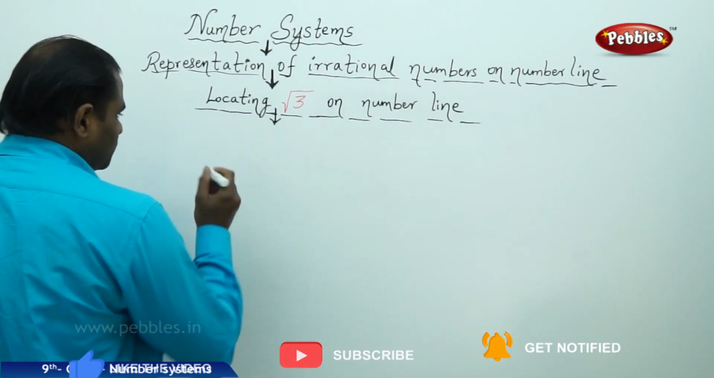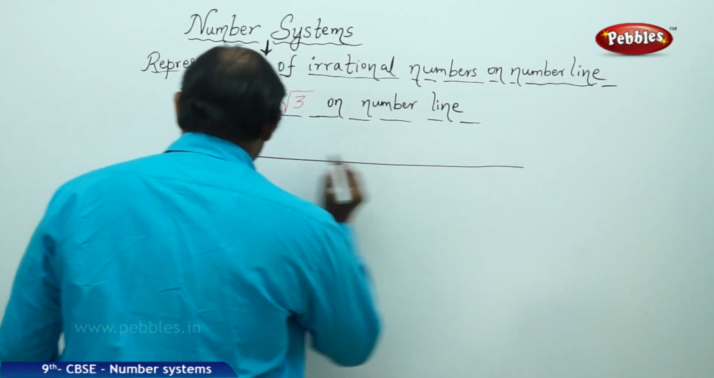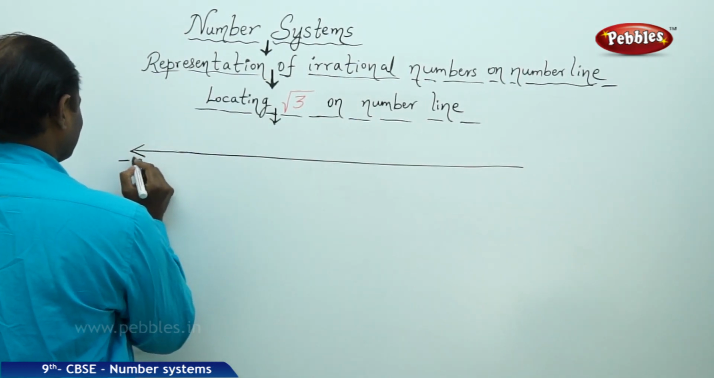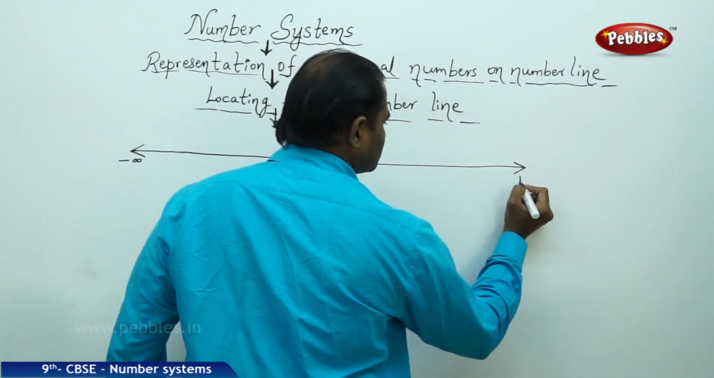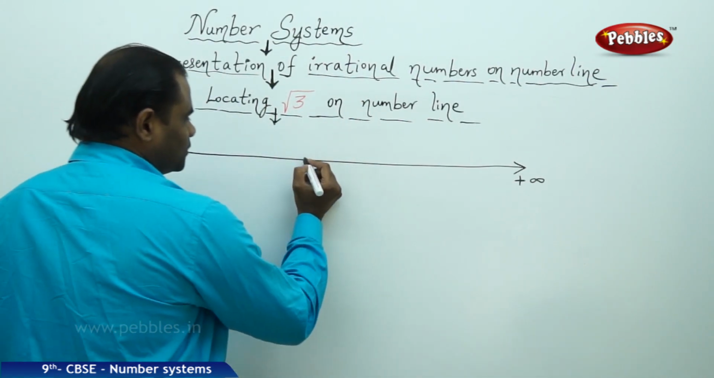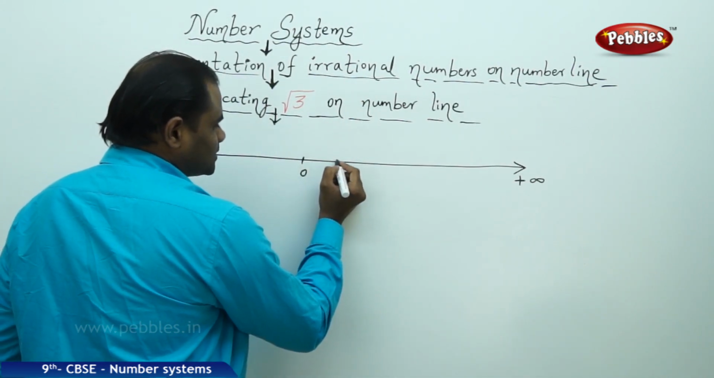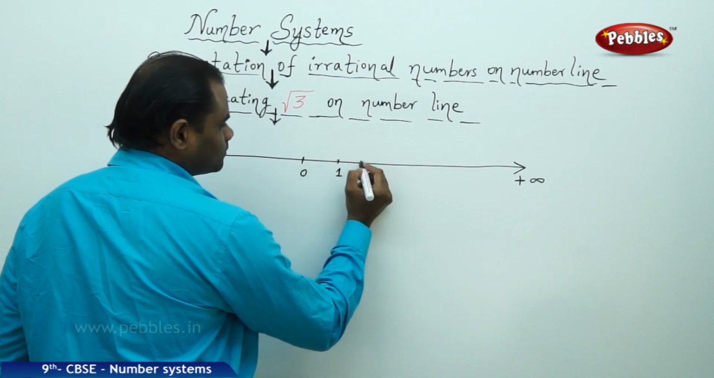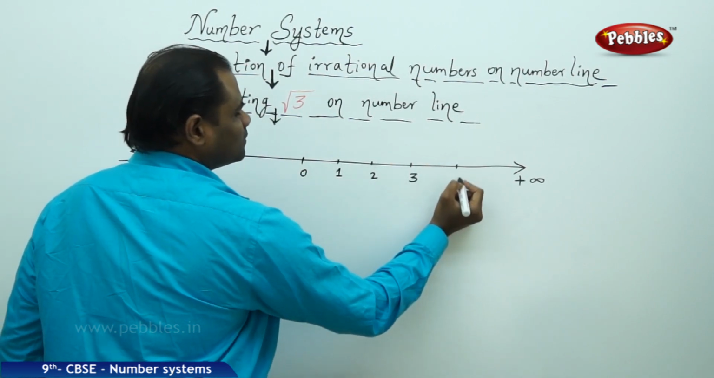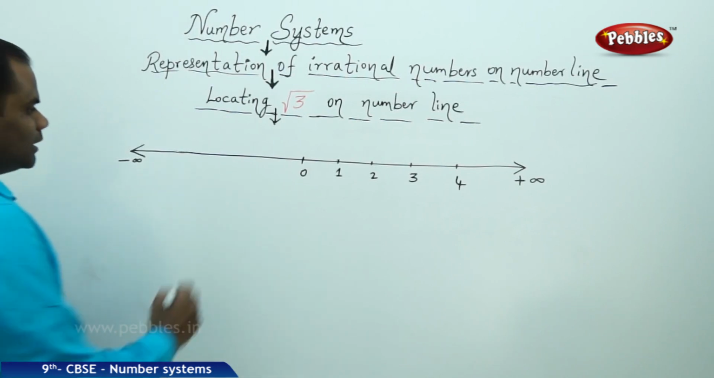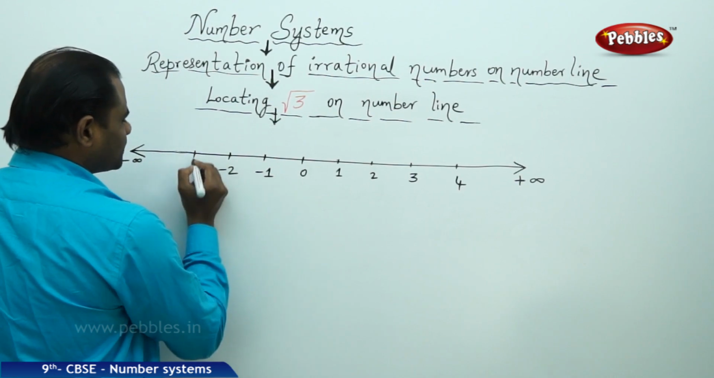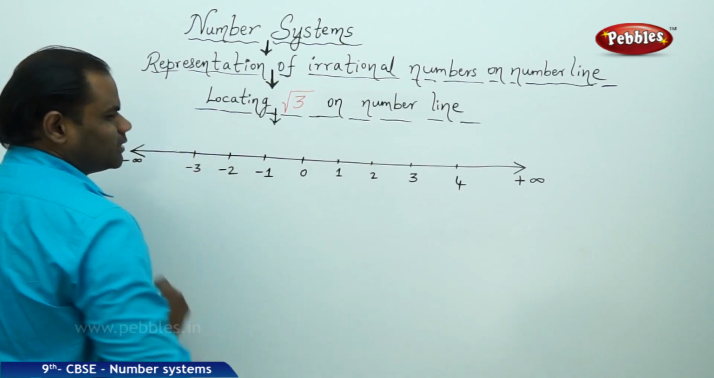So I have the real number line out here, which extends from minus infinity to plus infinity. Here we have the neutral 0, through which on the right hand side it extends up to 1, 2, 3, 4 and so on and so forth, and the left hand side has minus 1, minus 2, minus 3, etc.